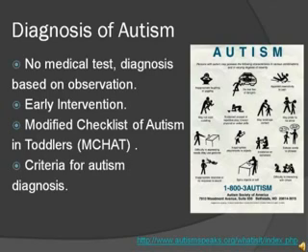The M-CHAT is a list of simple questions about your child. The answers determine whether he or she should be referred to a specialist, usually a developmental pediatrician, a neurologist, a psychiatrist, or a psychologist, for further evaluation. Criteria for diagnosis: qualitative impairment in social interaction, qualitative impairments in communication, and restricted, repetitive, and stereotyped patterns of behavior, interests, and activities.